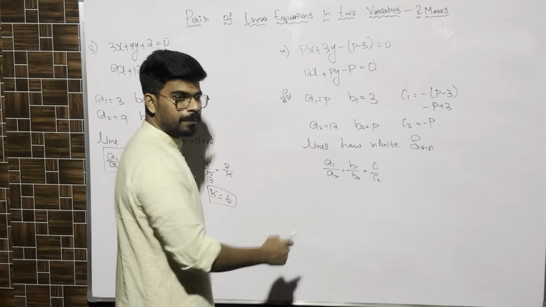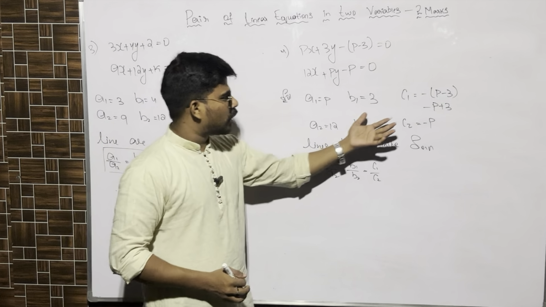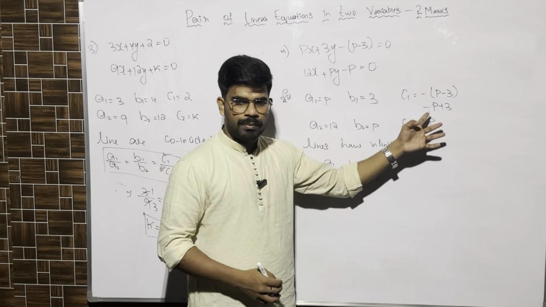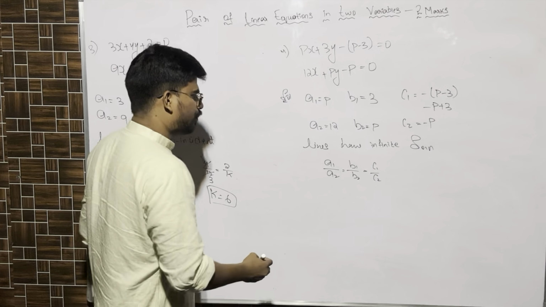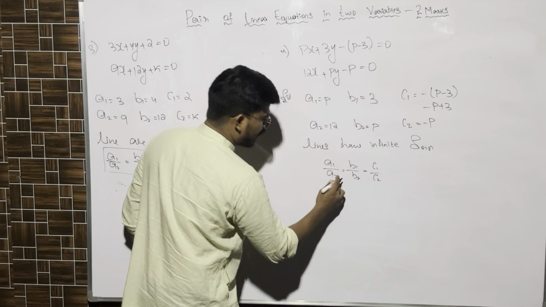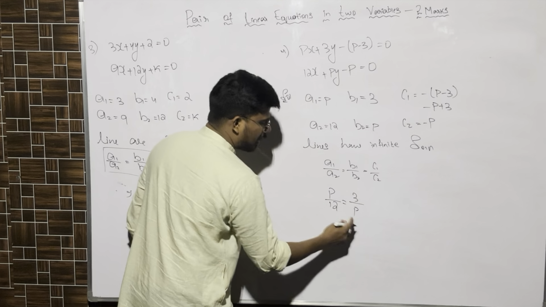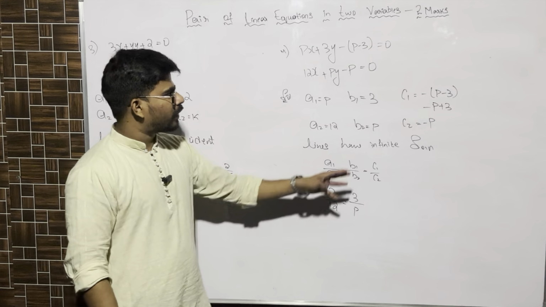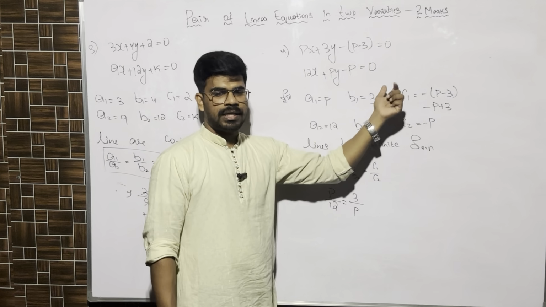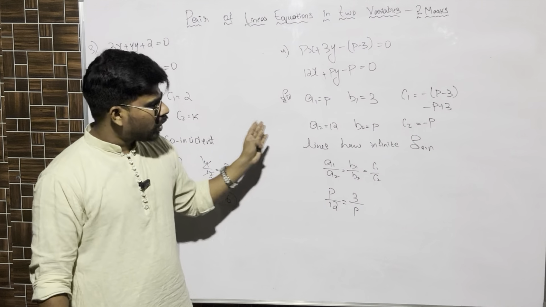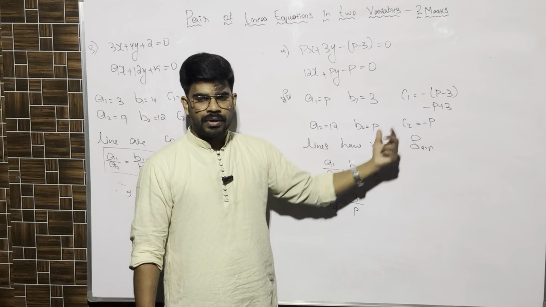a1 by a2, p by 12, and b1 by b2, 3 by p, we'll take. These two values we can take clearly, because c involves two values. That's why I'm not going for c. I'm sticking to a and b, and we are trying to find the values of p. So p by 12 is equal to 3 by p. After solving this, we'll get the value of p. If you want, you can do a, c or b, c. You can take any of the values, because all of them are equal. I'm not bothering about c because there are two values.